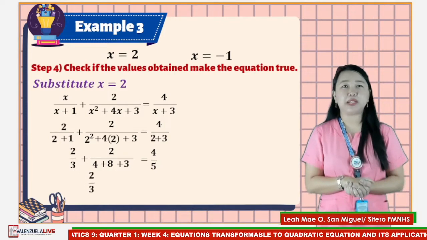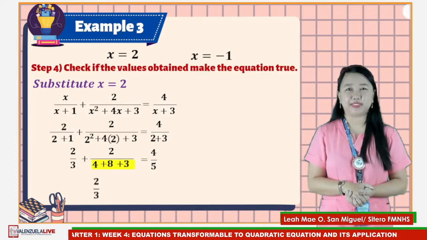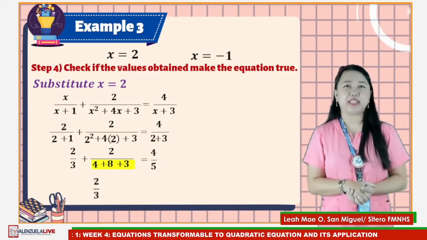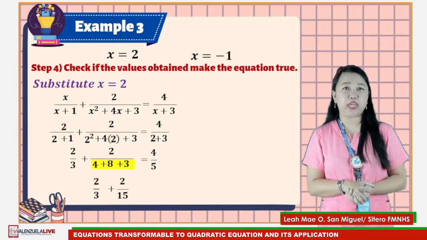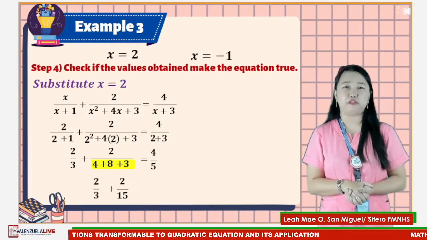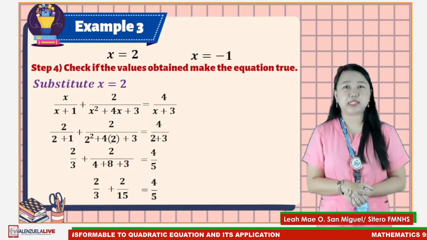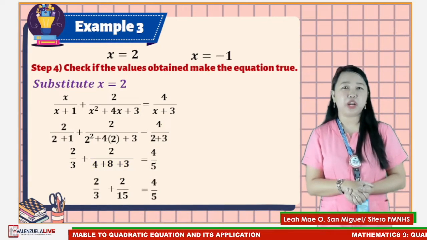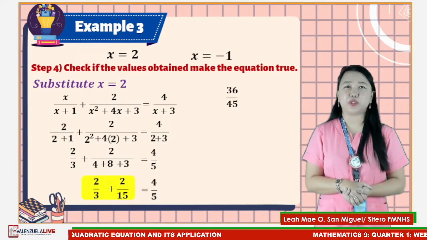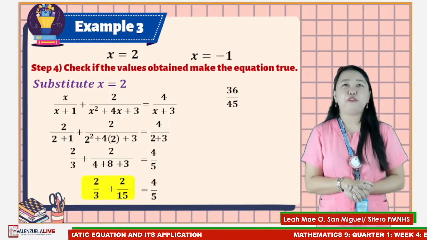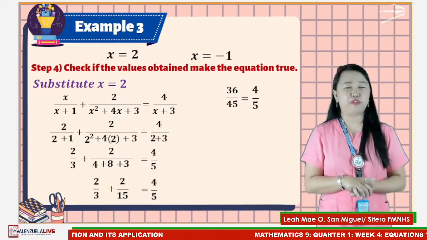Simplify 4 plus 8 plus 3. What is the answer? Great! 15. So we have 2 over 3 plus 2 over 15 is equal to 4 over 5. Add 2/3 and 2 over 15, it is equal to 36 over 45. Get the lowest term, the answer is 4 over 5, which is equal to 4 over 5.